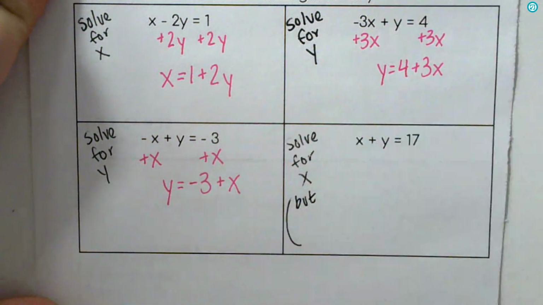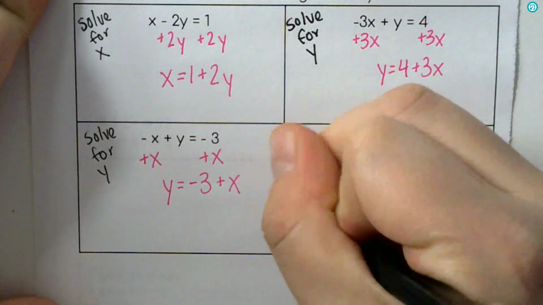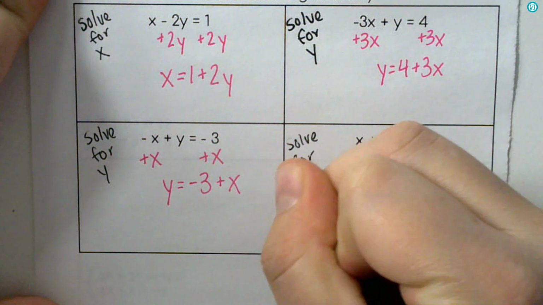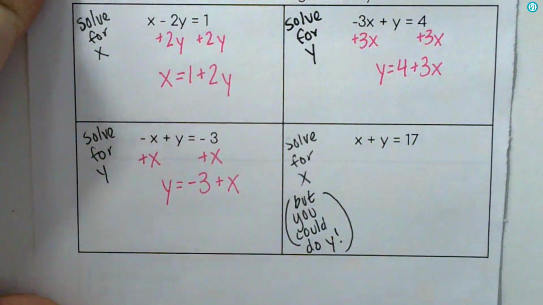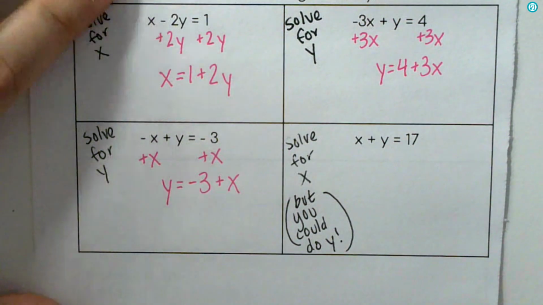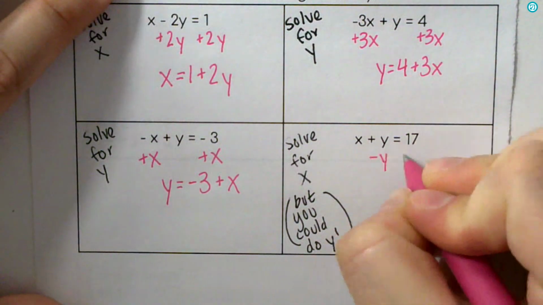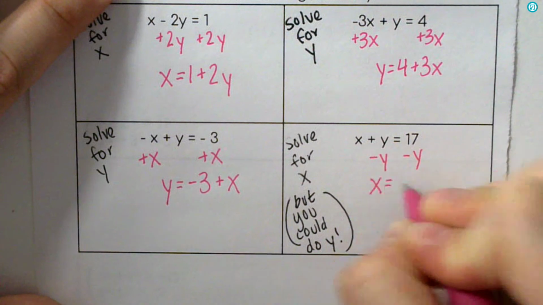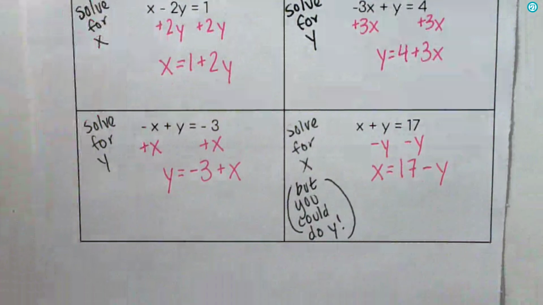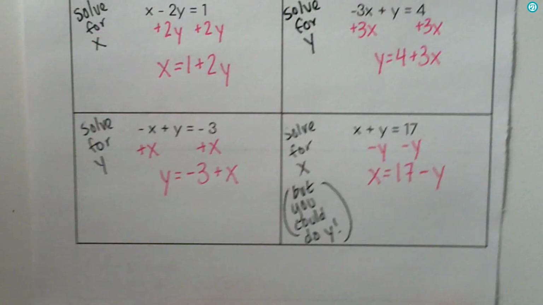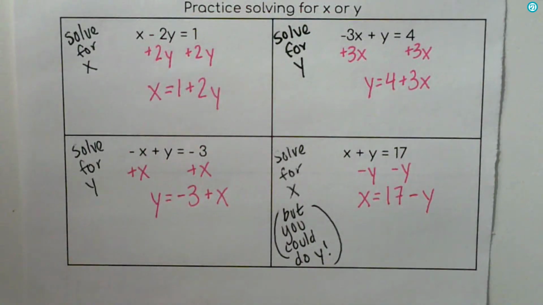If you want to put a note to yourself if you're going to forget, you could say, but you could do y. So if I wanted to solve for x, I would get rid of the y. So I'm going to subtract y from both sides. X equals 17 minus y. On that one, you could put negative y plus 17 or 17 minus y. Order doesn't matter as long as the y is negative and the 17 is positive.